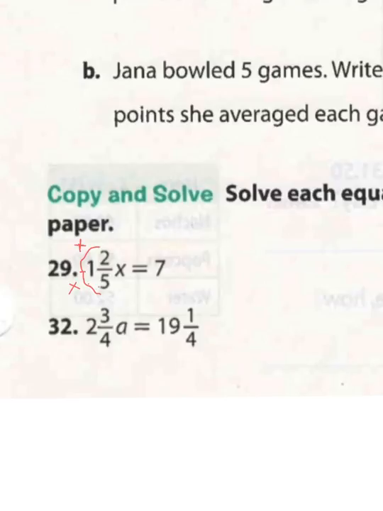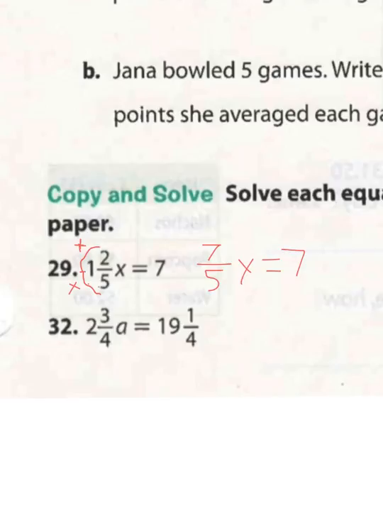So 5 times 1 is 5, plus the 2 equals 7, and then I keep my denominator the same. So if I rewrite the equation, this is what it looks like: 7/5 x equals 7.